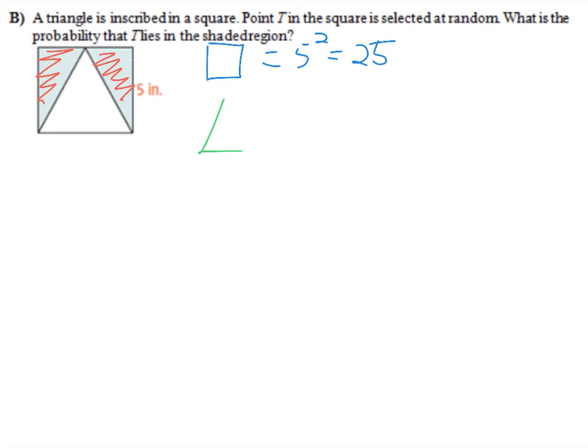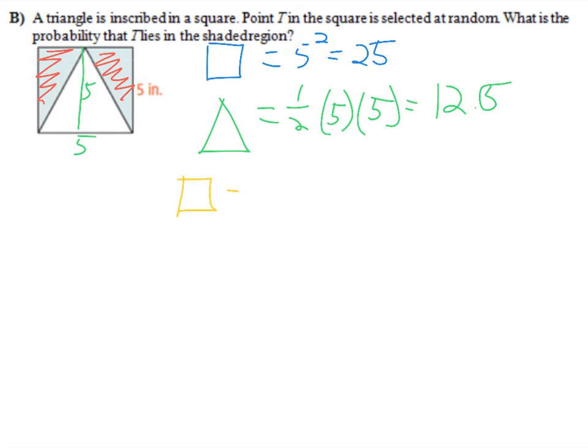If I find the area of the triangle, well, the bottom is 5, the height is the same as the side of the square, so it's 5 and 5. So I take a half times the base times the height, giving me an area of 12 and a half. So to find the area that I want, I take the area of the square minus the area of the triangle, and I get 12 and a half.